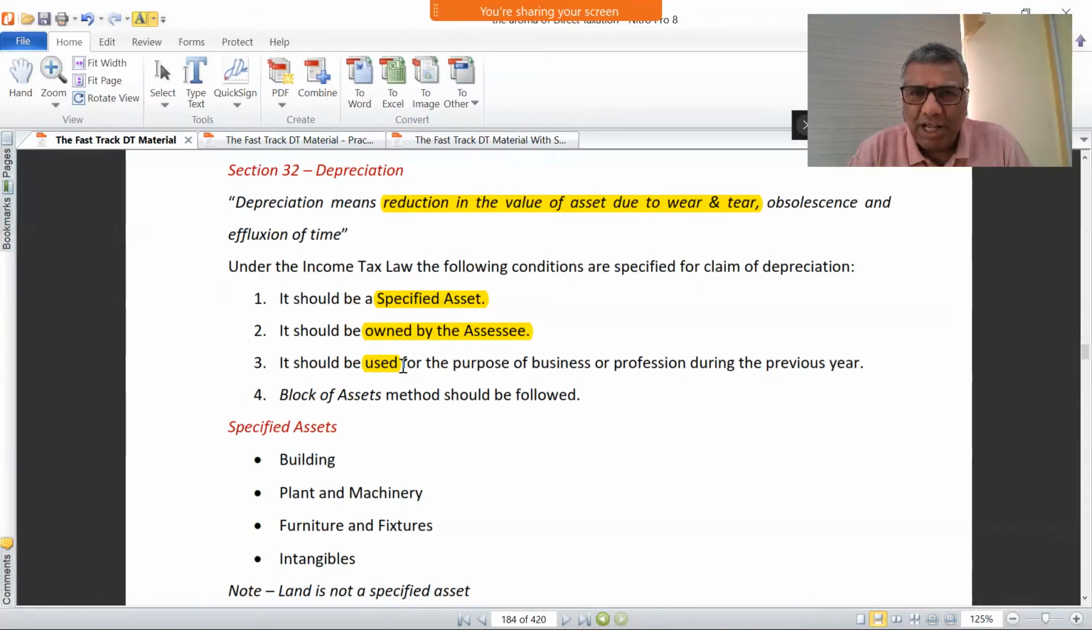A spare machinery is kept ready; if the main machinery goes out of order, the spare machinery will be used. Last year, the main machinery was running well for the full year. The spare machine was not used, so I cannot claim depreciation? No, boss, lapse of time will also give you depreciation. The term usage doesn't mean you should use it daily. Ready to use is also considered applicable for depreciation.